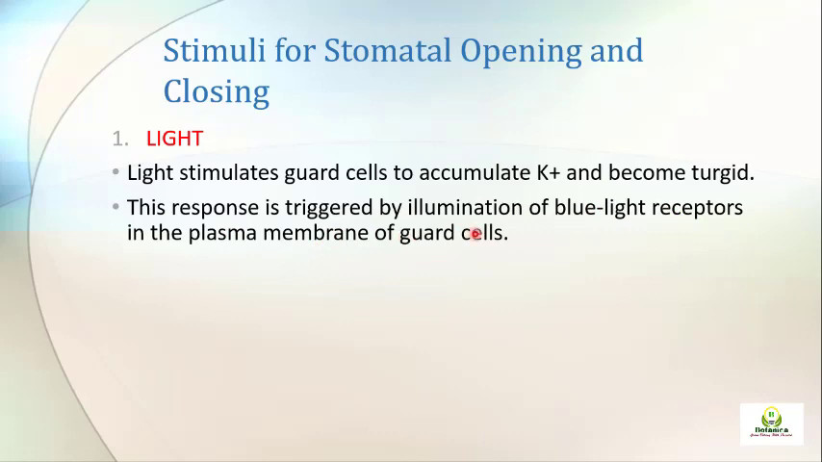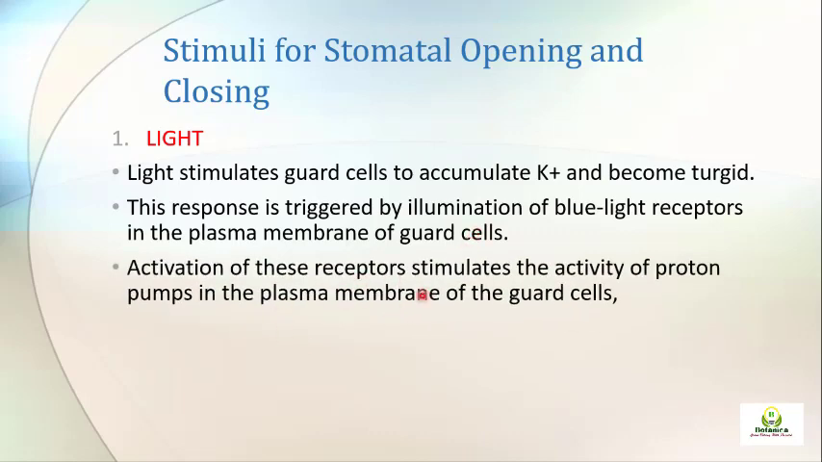This light response is because of the photoreceptors, the pigments which are present in the cell membrane of the guard cells. When they are exposed to the blue light, they get activated, and they in turn activate the potassium ion pumps, and potassium ions are accumulated in the guard cells. Because of the accumulation of potassium ions, the water potential is decreased and water will enter the cell, and the cell will become turgid and the stomata will open. So that is the role of light.